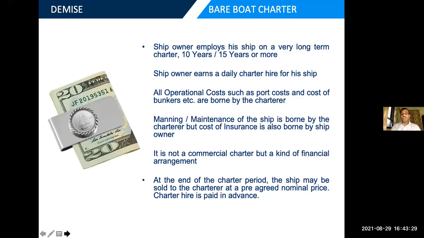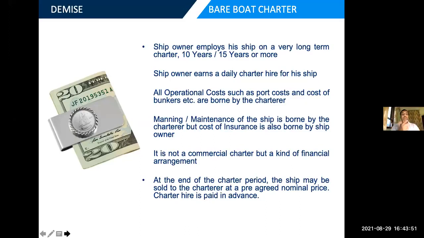But cost of insurance is borne by the ship owner. As I said, cost of insurance is H&M insurance. Over here, P&I insurance generally is taken by the charterer. War risk insurance is taken by the charterer because he's controlling the ship. It is not a commercial charter, but a kind of financial arrangement.